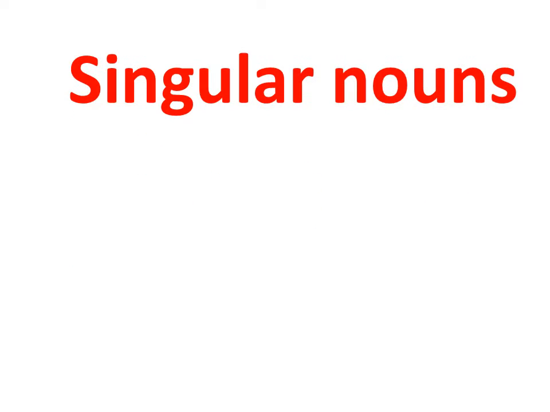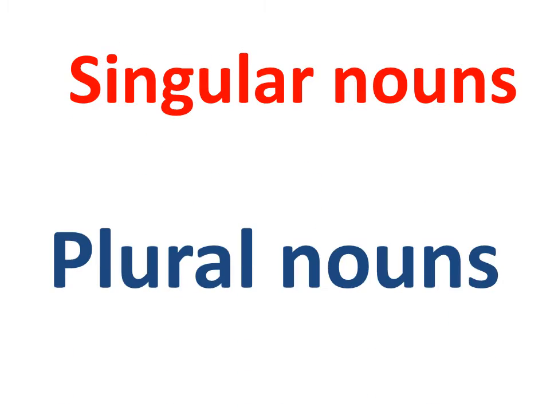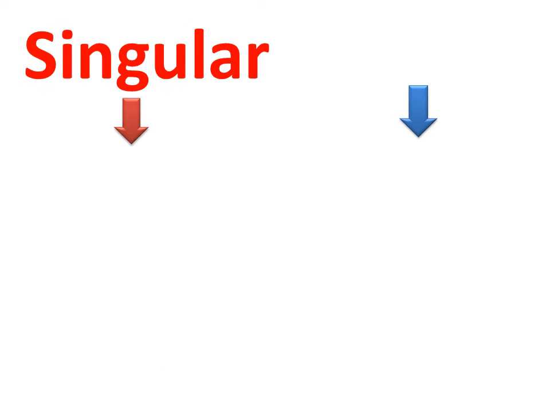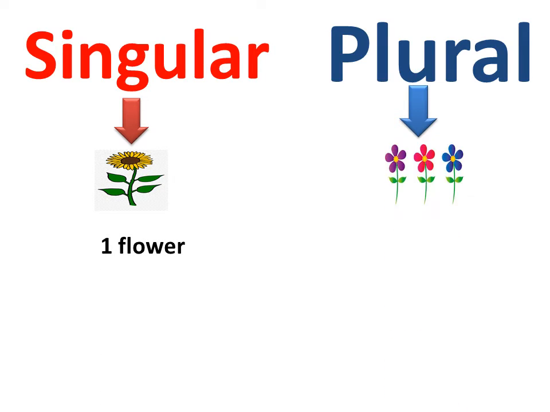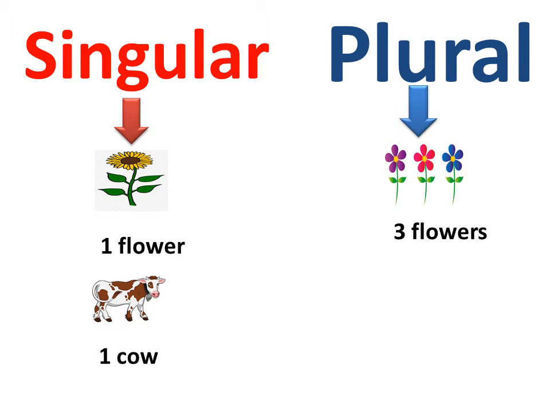Today we will learn what the singular nouns and what the plural nouns are. Let's see. For example, one flower, it's singular. But three flowers, they are plural. It's one cow, but they are two cows.